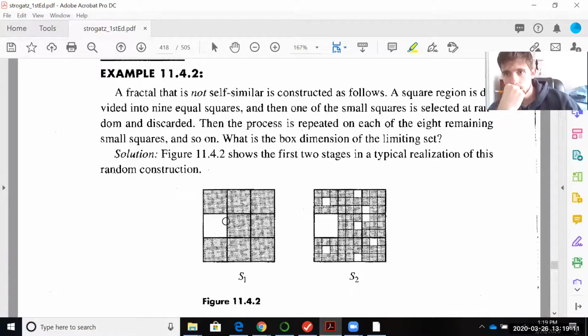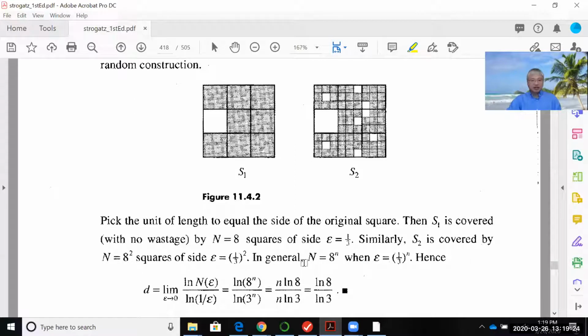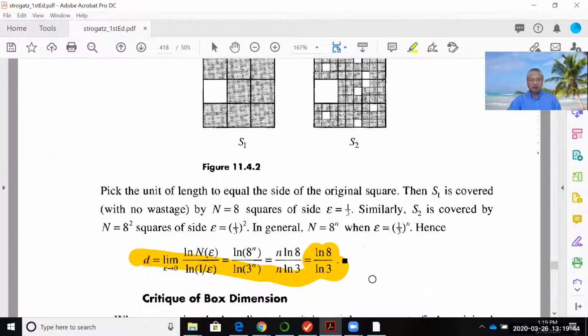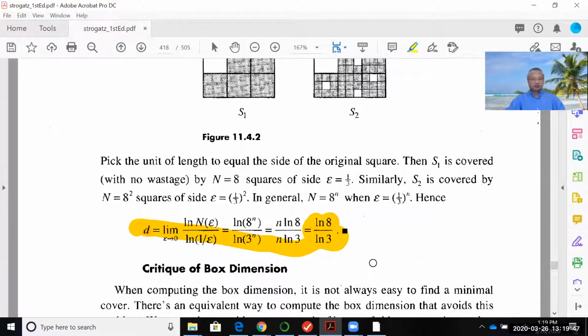If we didn't eliminate this box, then it would be log of 9 over log 3, which is 2. That's strictly 2 dimension. But every iteration we eliminate one of the boxes, 1 out of 9. So therefore it's log 8. This will give you a dimension which is log 8 over log 3. Because my epsilon is 1/3, 1 over epsilon is 3, but the number of boxes I need is 8. So this is the box dimension.